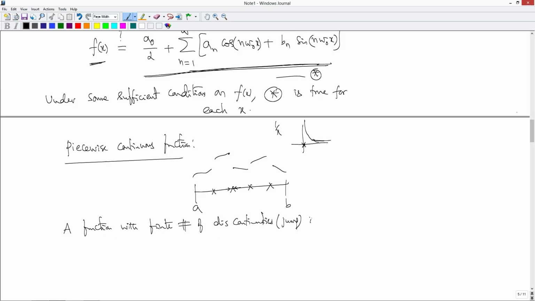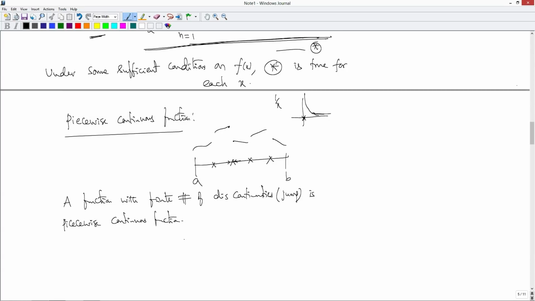a function with finitely many discontinuities is called a piecewise continuous function. Roughly this is the definition. Okay. So, we will define it formally later, as we require. So, this is one condition. Piecewise continuous is one sufficient condition, but the proof is required.